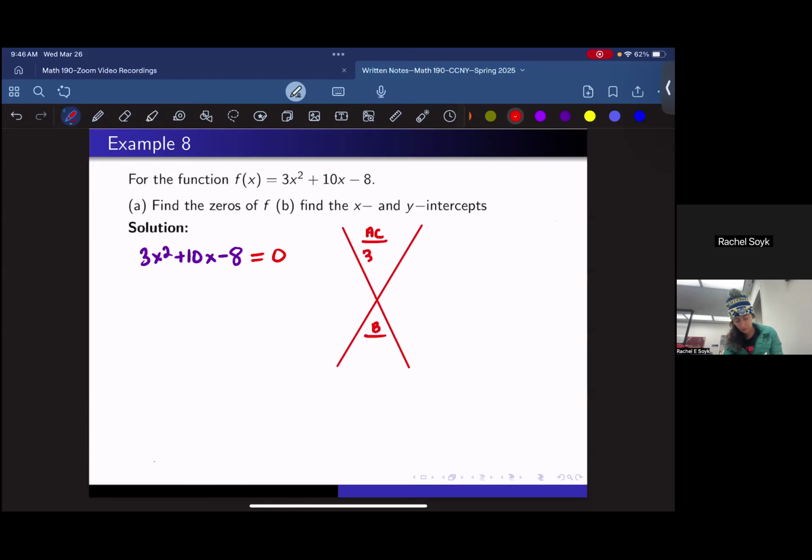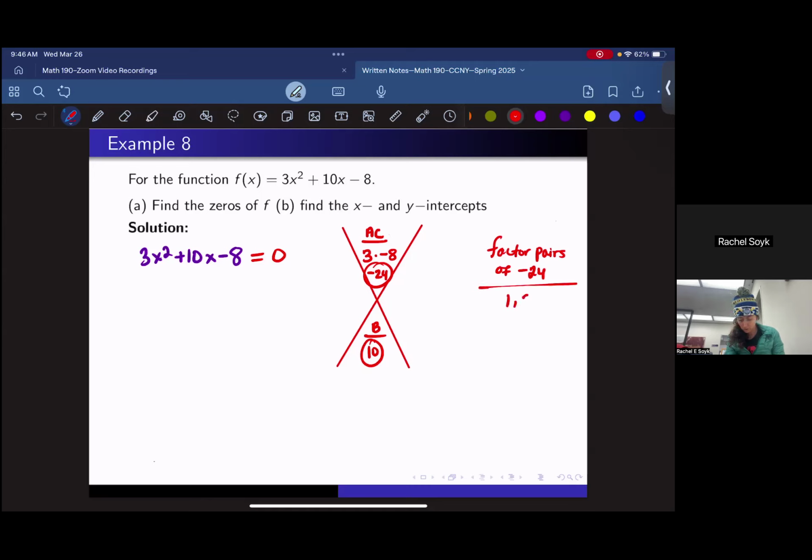Our A value is 3. Our C value is -8. So we're looking at -24. We want factor pairs of negative 24 that add up to 10. And so off to the side, we have a few factor pairs of positive 24, and then we'll manipulate it with the negative.